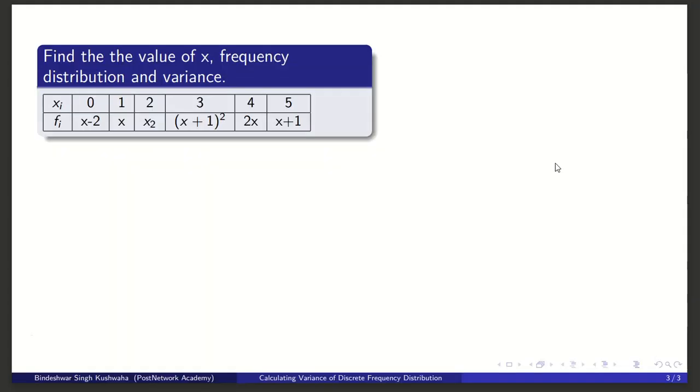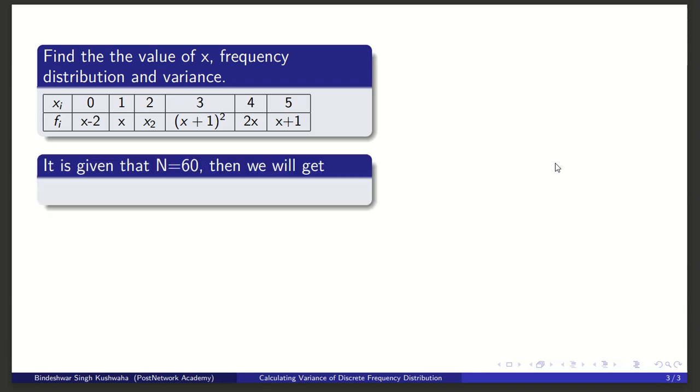So here is the problem we will be solving today. We have a frequency distribution with values ranging from 0 to 5, and we need to solve for x and calculate the variance.